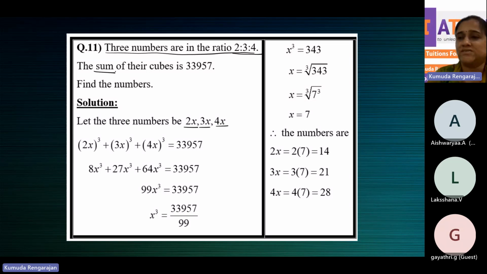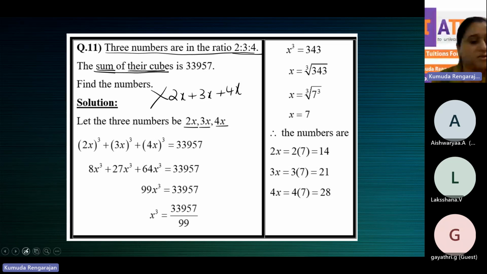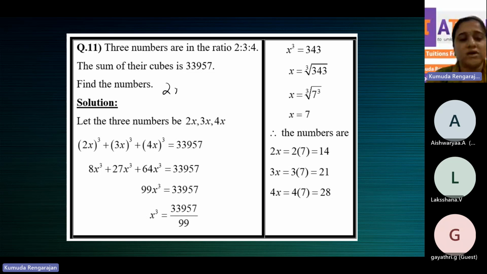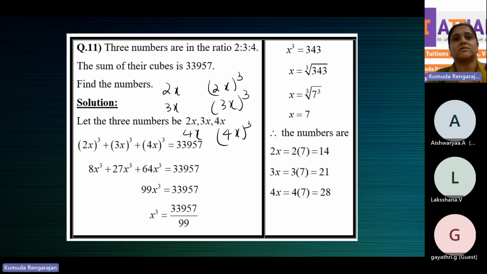Now, the sum meaning you'll have to add. What should you add? The sum of their cubes. Don't add the numbers 2x, 3x, and 4x. Add their cubes. So what is the cube of 2x? The cube of 2x is 2x the whole cube. And the cube of 3x is written as 3x the whole cube, and the cube of 4x is written as 4x the whole cube. Now the sum of their cubes, that means we should add these three.